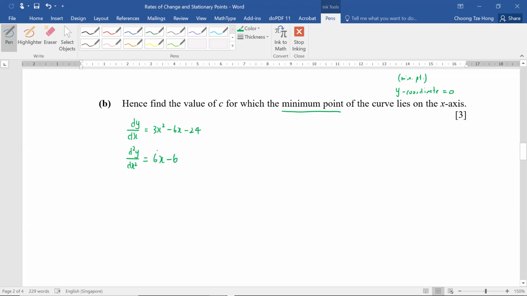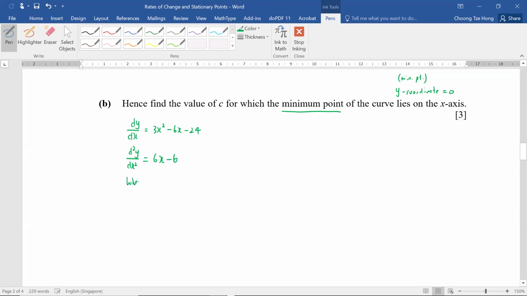Now we're going to substitute x equals 4 and negative 2 inside, and see which one will give us the minimum point. If you recall, if d²y/dx squared is greater than 0, then it's a minimum point. So that's what we're going to look for.